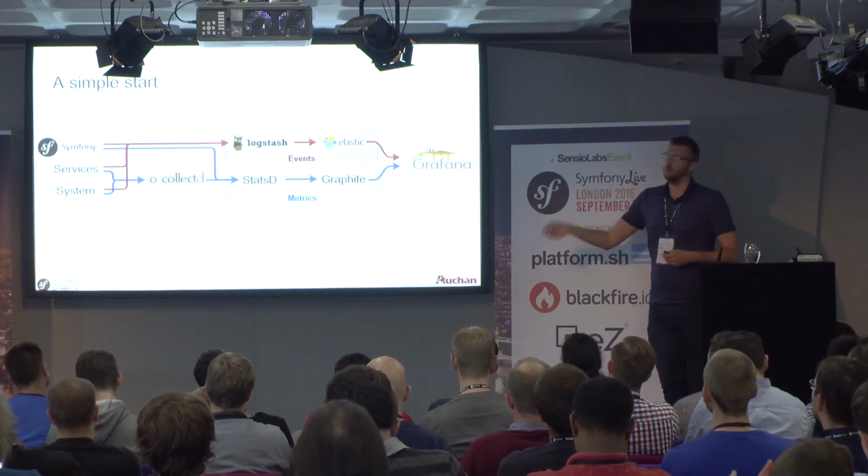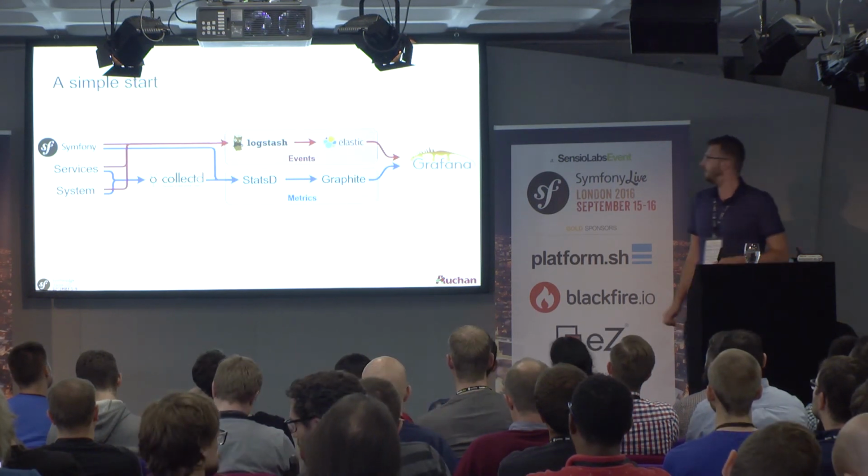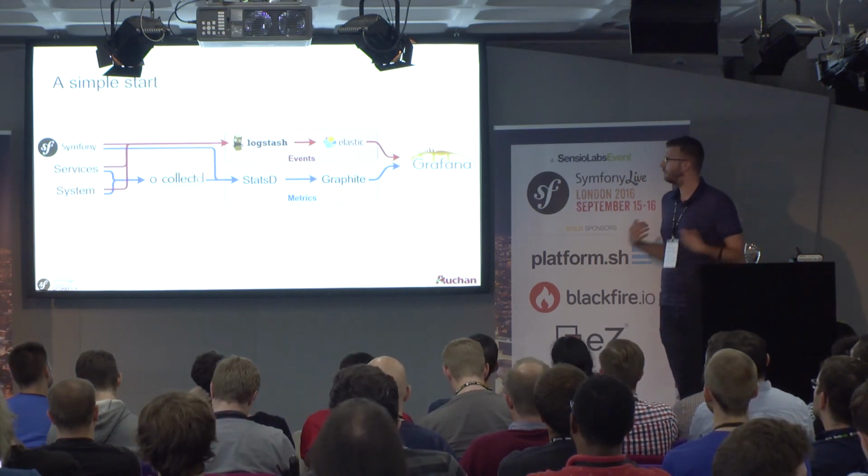The metrics will come from collectd, which will poll your system every 5 seconds or 10 seconds, as you want, and push them to StatsD. Symfony, we will see how later, will also extract metrics, push them to StatsD, and that's okay. Regarding the events, which is the red track, Logstash reads your system, service and application logs, pushes them to Elastic, and we have Grafana for the dashboard.